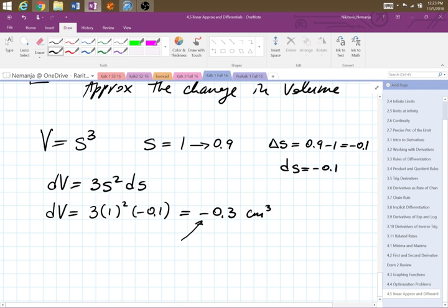You can find any of these. So that's the melting ice cube. You should be able to find applications of this for your chemistry and physics problems.